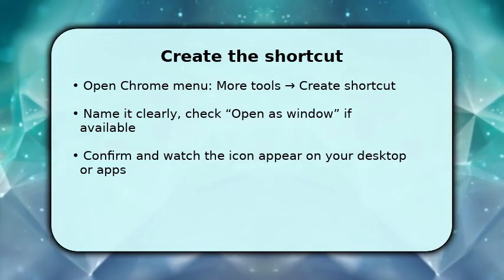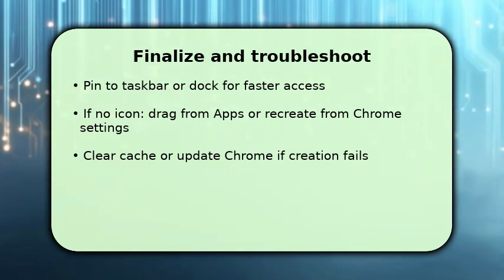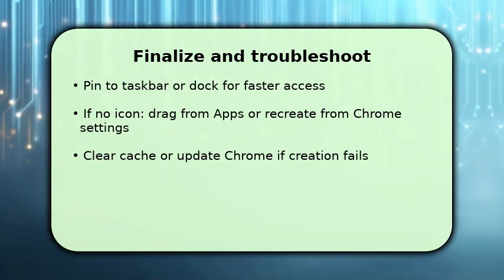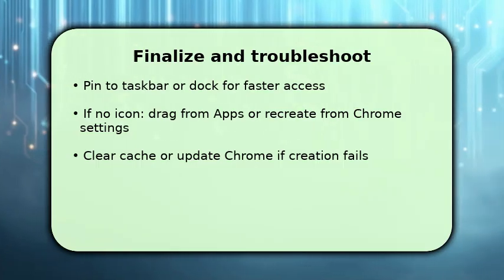Finish by pinning the new shortcut to your taskbar or dock so you can launch it instantly. If you don't see the icon on the desktop, open Chrome //apps or Chrome //settings and drag the Classroom app to the desktop or repeat the Create Shortcut step.